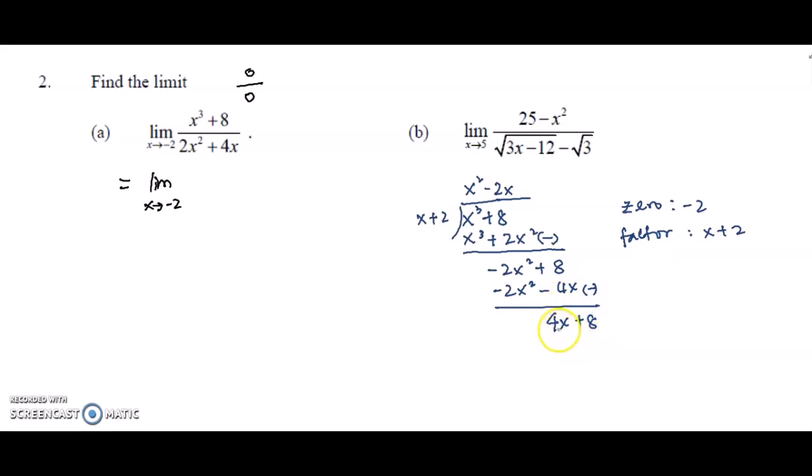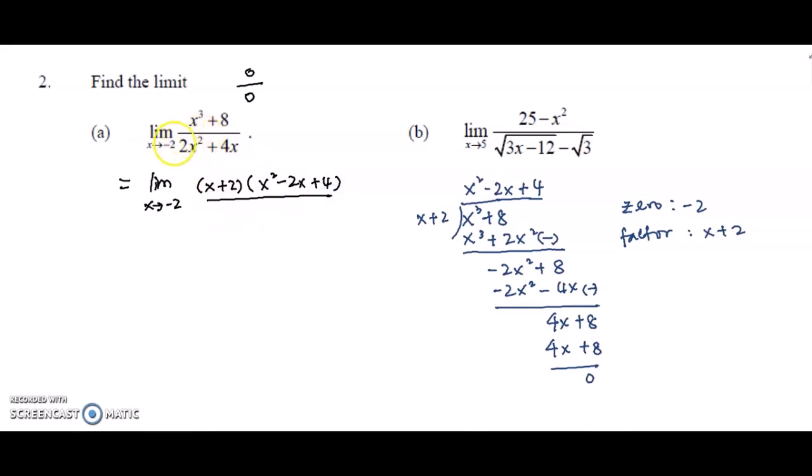Then 4x divided by x, you get a 4. Because 4 multiplied by x, you have 4x, and 4 multiplied by 2, you get positive 8. That means that you will get the remainder 0. Of course, you will get the remainder 0 because this is the factor. So you can say that now x cubed plus 8 consists of the multiplication of the divisor, that is the factor, multiplied by the quotient, that is my x squared minus 2x plus 4.